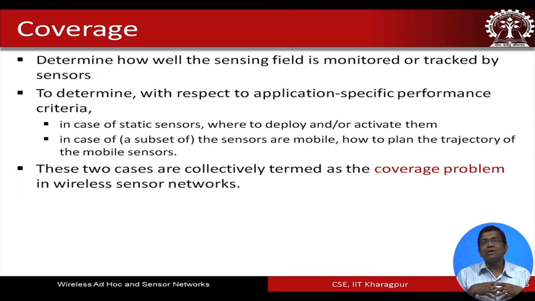If we are talking about only static sensors, where are we going to deploy these static sensors, or if they are pre-deployed somehow, maybe randomly, how are you going to activate these sensors so that the application specific criteria are met. And if we are talking about a mobile sensor network, some of these sensor nodes, as we have seen by the definition of mobile sensor networks, are mobile, and how do we plan the trajectory of these mobile sensor nodes. These two cases are collectively termed the coverage problem in sensor networks, and together they take care of both the static problem and the mobile problem.